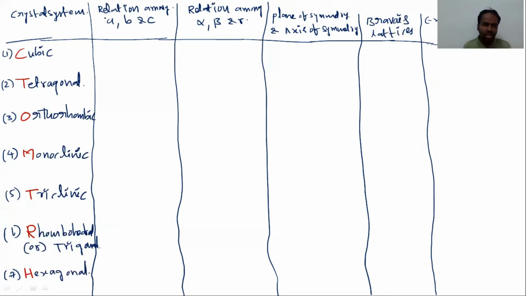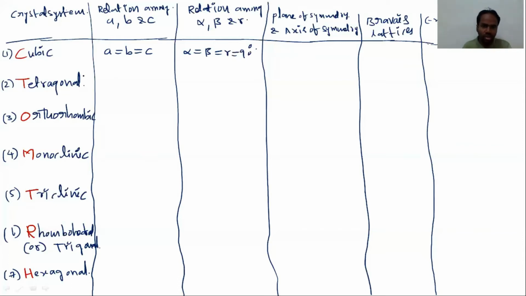Here for the relation among A, B, C: what are A, B, C? They are edge lengths, and alpha, beta, gamma are axial angles. These are the dimensions of the unit cell. Now, what is the relation among A, B, C? For cubic, all these are equal, so length, width and height are all equal, and alpha, beta, gamma are all equal, equal to 90 degrees.